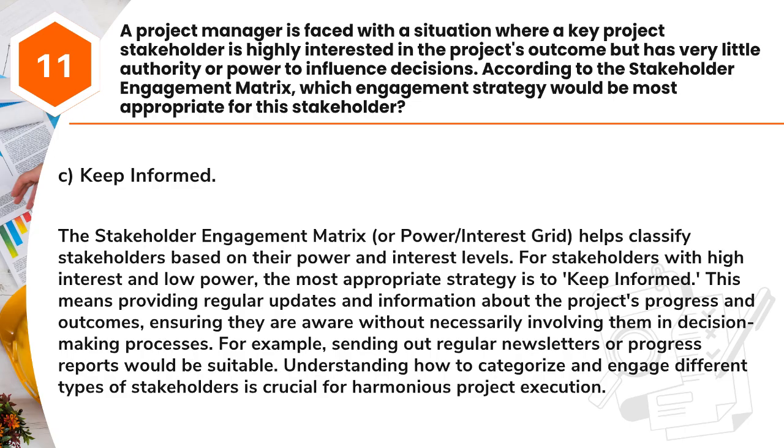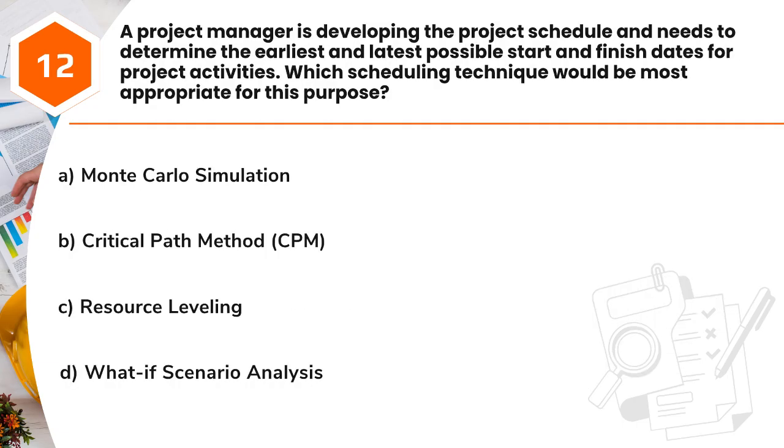Understanding how to categorize and engage different types of stakeholders is crucial for harmonious project execution. Question 12. A project manager is developing the project schedule and needs to determine the earliest and latest possible start and finish dates for project activities. Which scheduling technique would be most appropriate for this purpose? A. Monte Carlo simulation. B. Critical path method, CPM. C. Resource leveling. D. What-if scenario analysis.